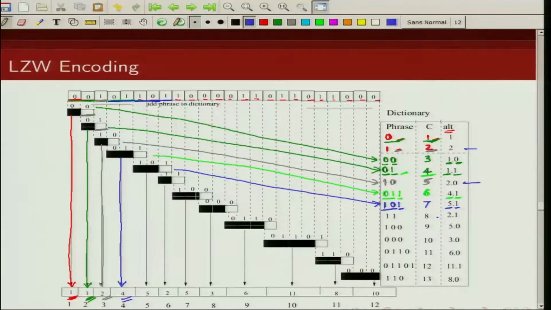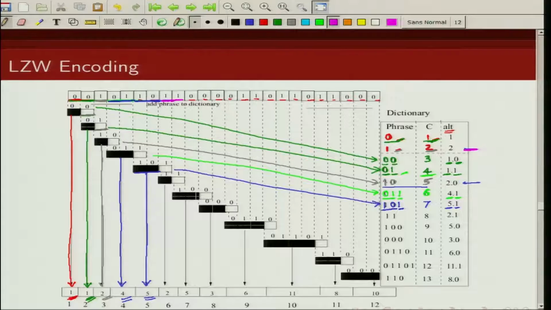So 1 0 1 I have put in the dictionary, and now I am going to encode 1 0. So what is 1 0? 1 0 corresponds to 5. So this will correspond to 5. Okay. Next, start encoding 1. Is 1 in the dictionary? Yes, 1 is here.